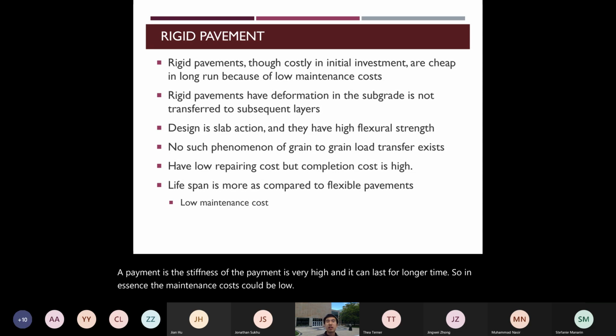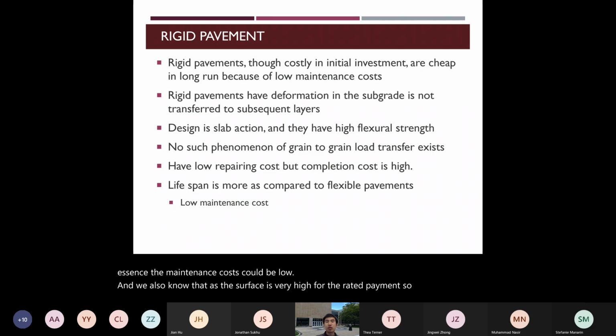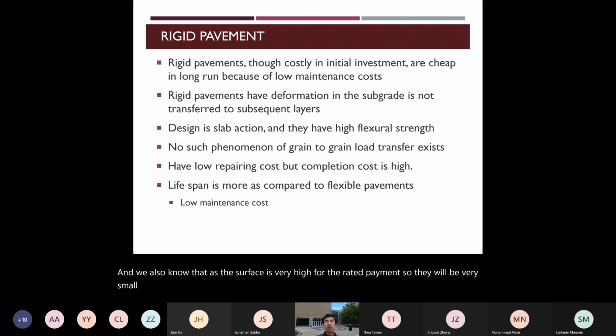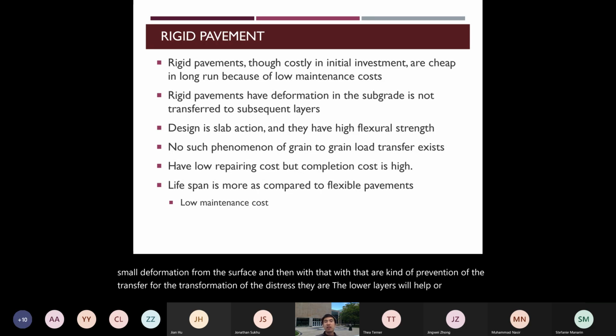And we also know that as the surface stiffness is very high for the rigid pavement, there will be very small deformation from the surface, and then with that kind of prevention of the transformation of the distress, the lower layers will have less deformation.